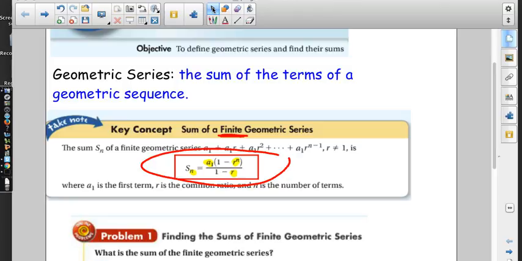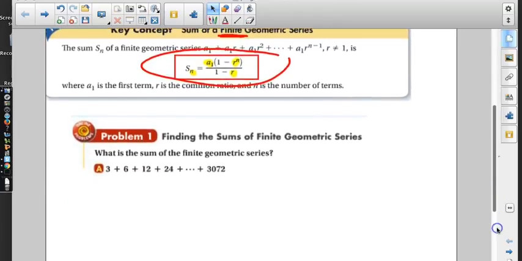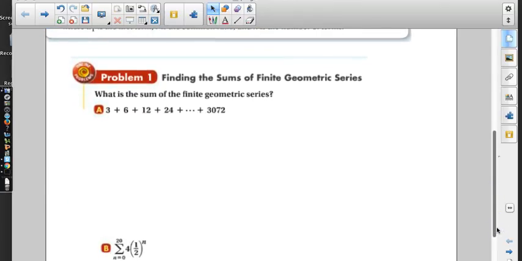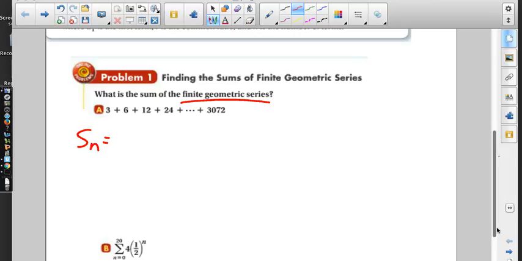And let's move on. Notice immediately, problems. No more yakety yak. I like that. Here's the math, now do it. No more blah, blah, blah. Right on. What is the sum of the finite geometric series? Bam! Right there. I'm going to let that formula guide me. S sub n equals a sub 1 times 1 minus r to the n over 1 minus r. That tells me what I have to find.